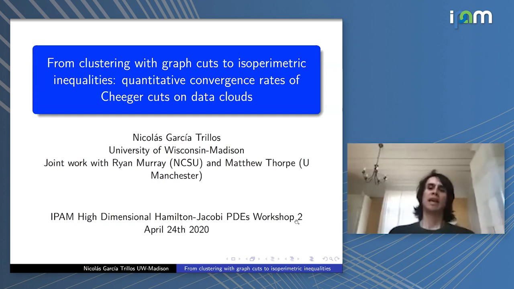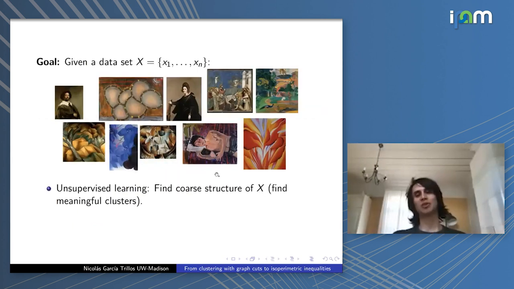Okay, so the first thing that I want to do is set up everything, just a very basic description of the setup. So basically, we are interested in doing unsupervised learning. We have a data set of data points, in this case images of very famous paintings, and then I want to use some geometric information about the relationship between these data points to find coarse structure in the data set. Okay, so that's the idea.